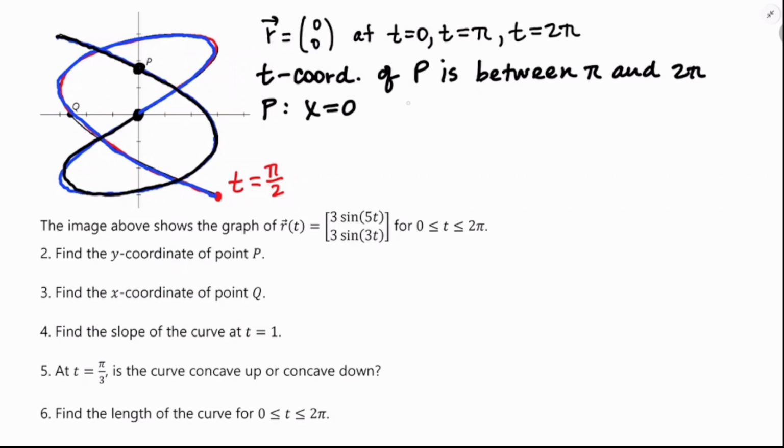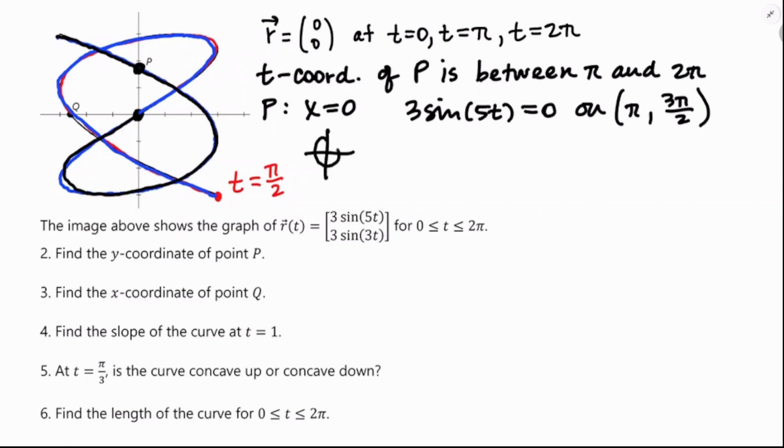Okay? So that means I'm looking for 3 sine of 5t to equal 0 on the interval pi to 3 pi over 2. There should only be one solution to that. So, sine of 5t equals 0. Well, sine equals 0. Bring out a quick circle. Here and there, okay, at 0 and pi, but also 2 pi, 3 pi, 4 pi, 5 pi.